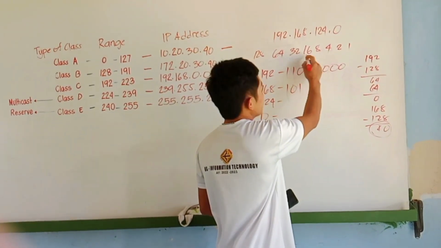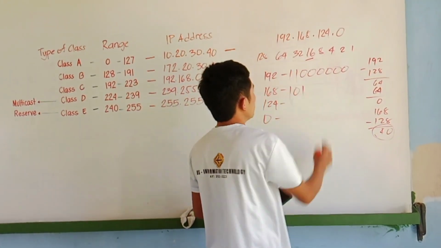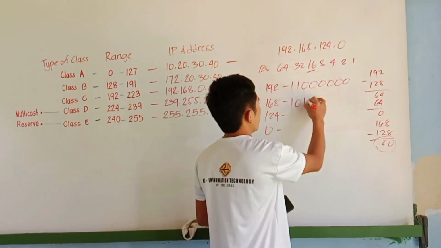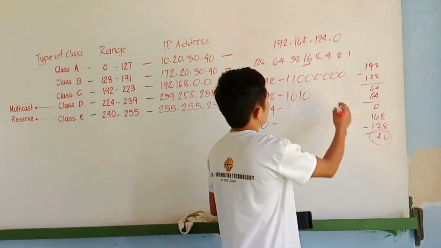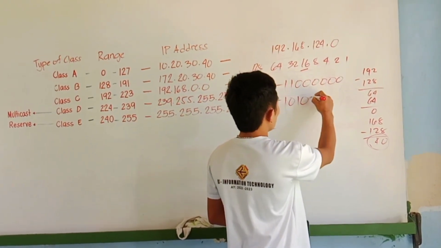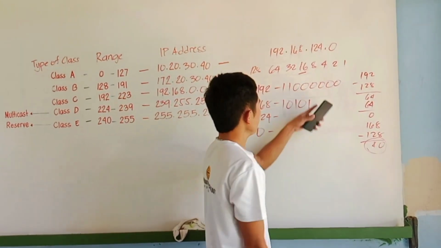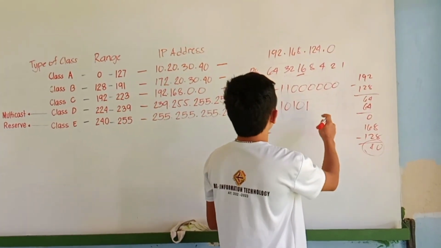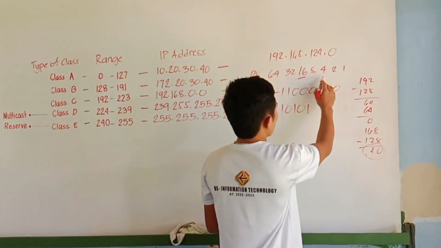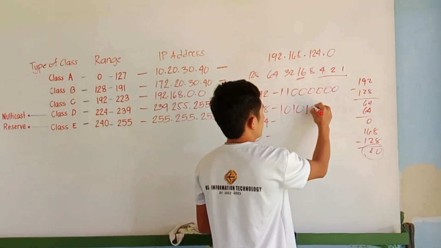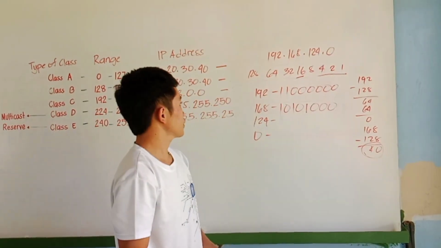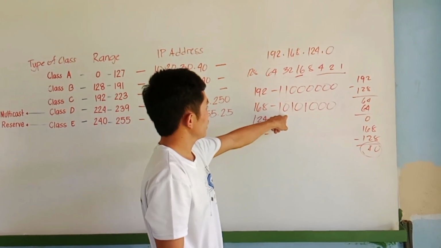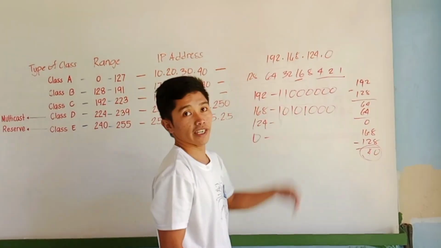The next bit is 16. 16 is greater than 8, so we need to put 0 again. Then we put 1 for this bit, because 8 minus 8 is equal to 0. Then for the rest of the bits, we put 0 because they will not be used. Because if we add these, the result will be 168.